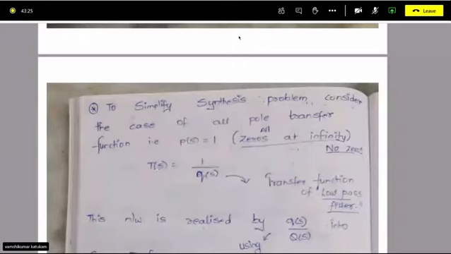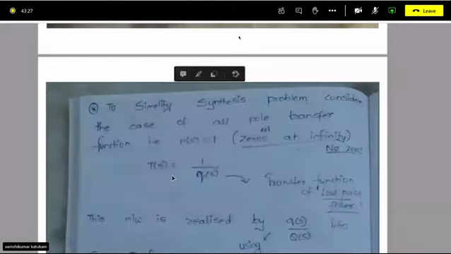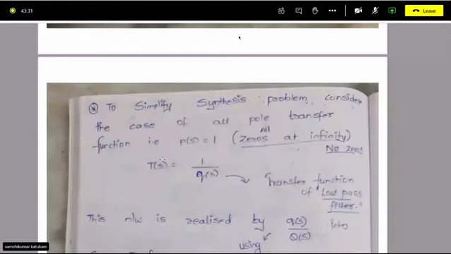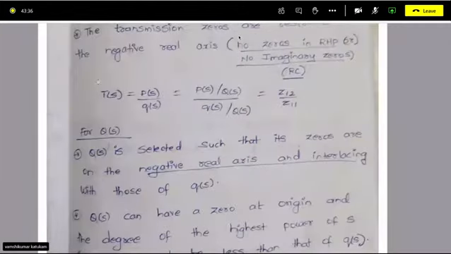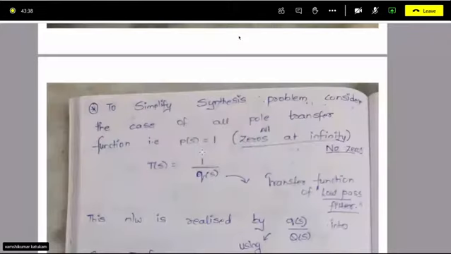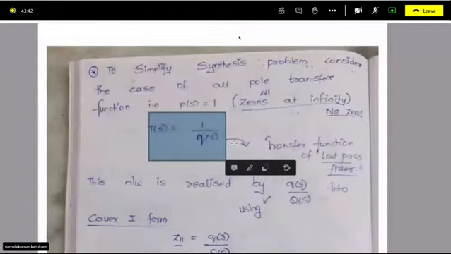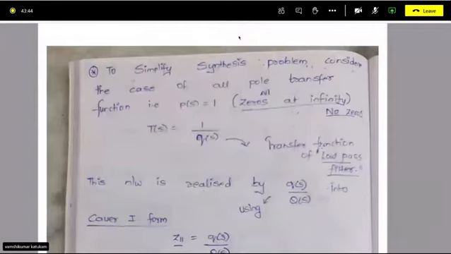When you choose p of s as 1, then T of s, which is small p of s upon small q of s, your transfer function, will become this, and this is the transfer function of a low pass filter. Low pass filter means it will have some higher cutoff frequency and it will allow all the frequencies below that. It will allow just lower frequencies up to a certain point.